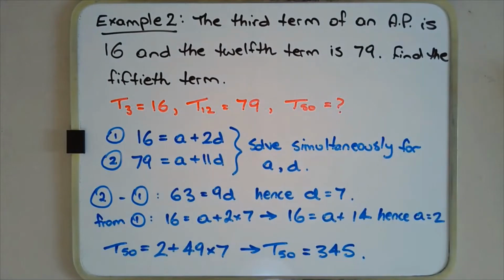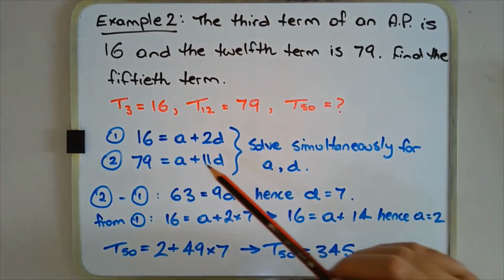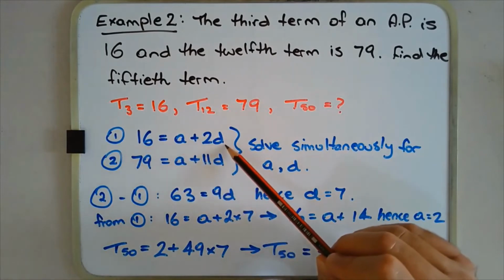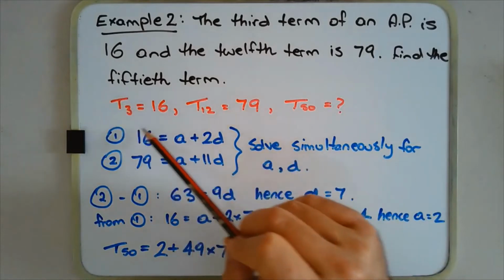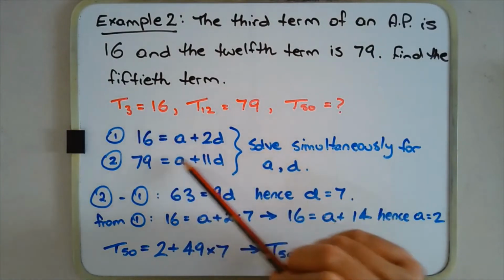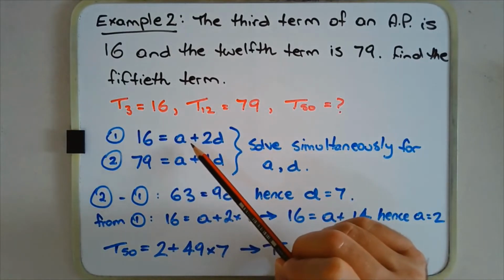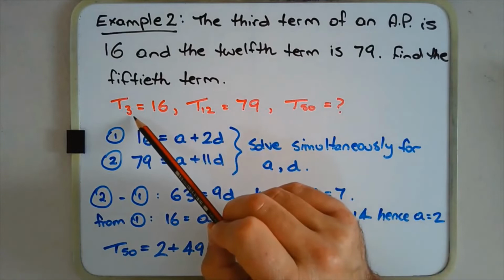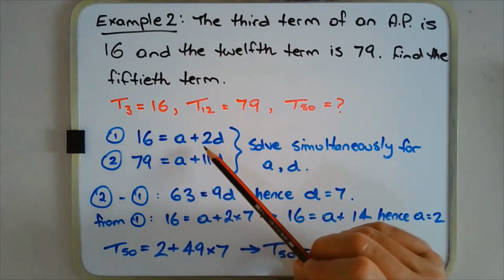So we need to use the formula for the nth term of an AP. So Tn is equal to a plus n minus 1 d. We're going to form two equations using that formula and then solve that simultaneously to find the values of a, the first term, and the common difference d. So using T3 equals 16 and forming our first equation, we have 16 is equal to a plus n minus 1 d. Now n is 3, so 3 minus 1 is 2. So the formula is 16 equals a plus 2d.